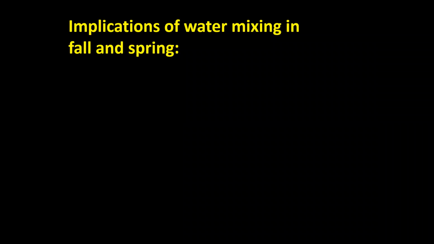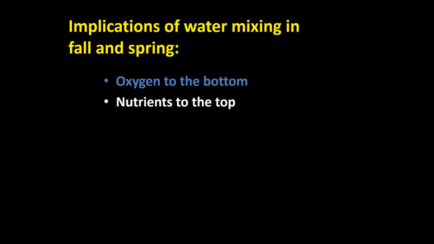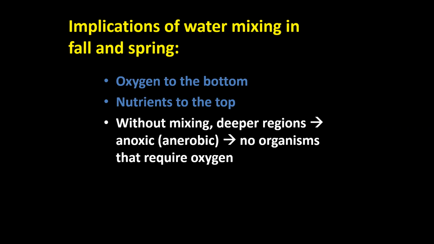So the implication of water mixing in the fall and spring is that oxygen can get to the bottom of the water body, nutrients can get to the top, and so with mixing, the deeper regions can get oxygen, so they don't become anoxic or anaerobic, which would mean that you have no organisms that require oxygen living there because they can't. They die.